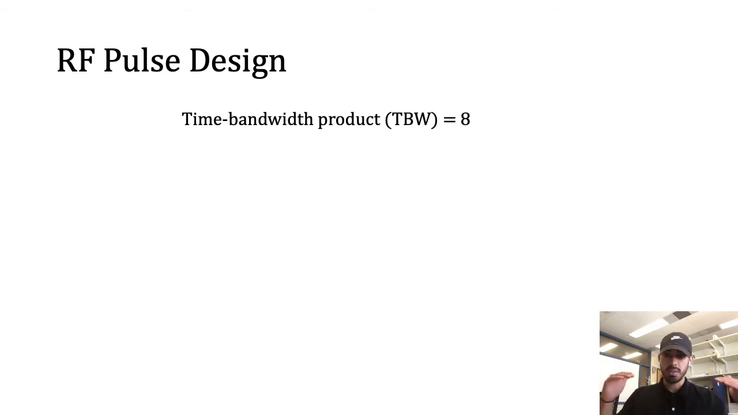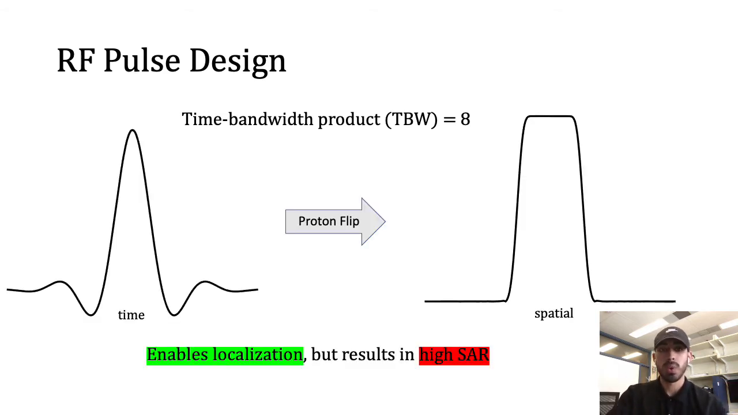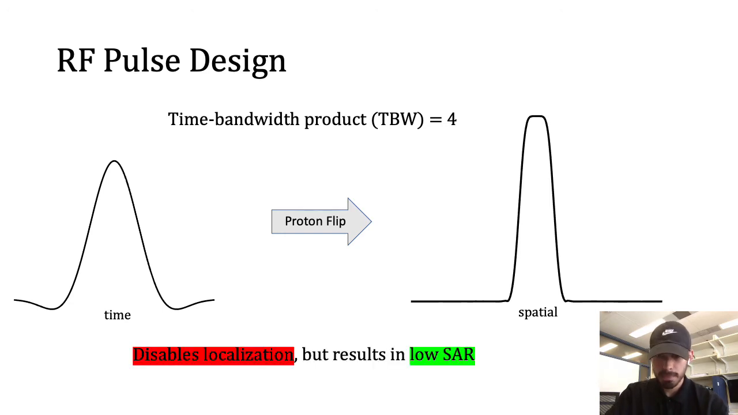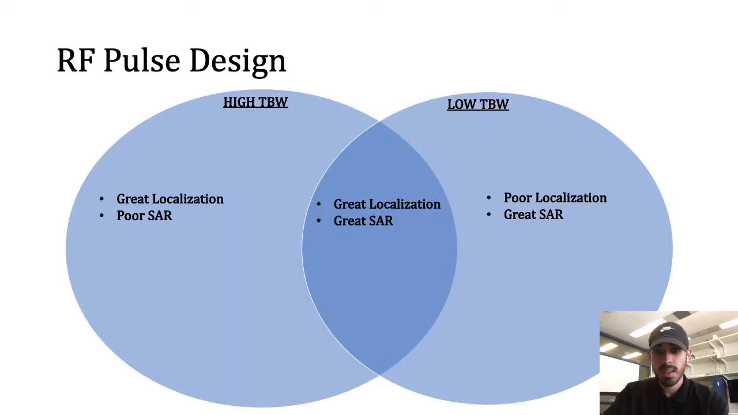So when we're looking at RF pulse design, we're trying to find a good balance between SAR and localization of a signal. When we have a higher time bandwidth product, which is basically the zero crossings in the RF pulse, we will have great localization, but high SAR. When we have a lower time bandwidth product, we will have poor localization and low SAR. So my project is trying to find the best of both worlds. The way we do this is through novel algorithms that I'll talk about on the next slide.